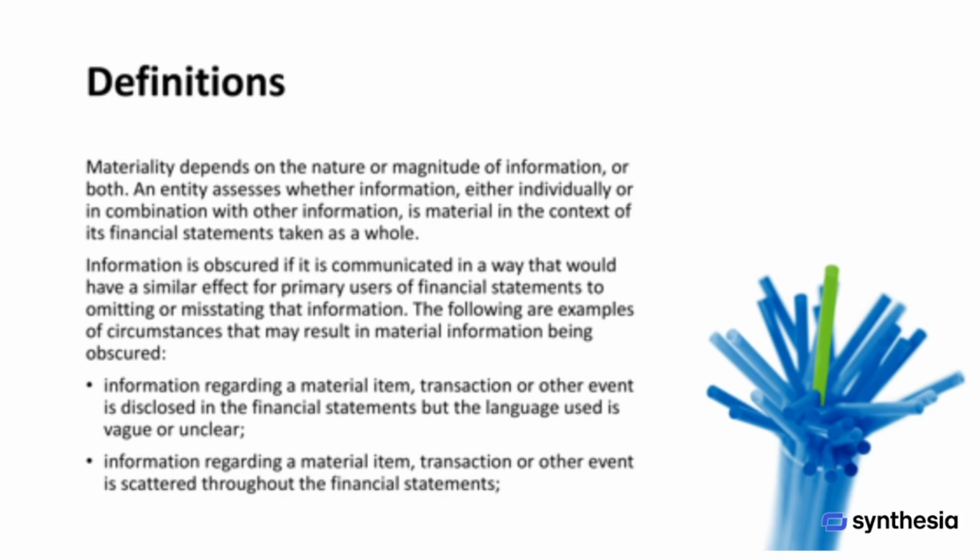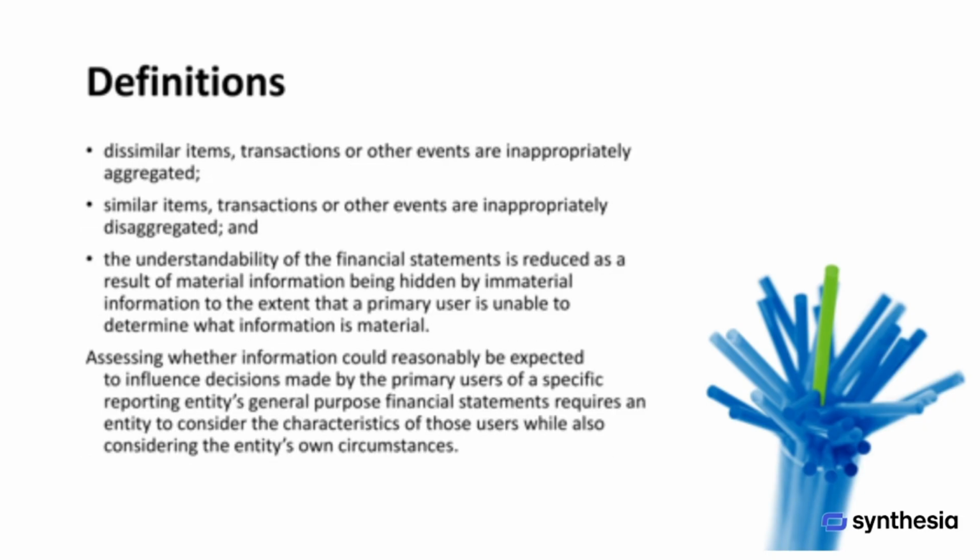However, issues arise when the language used is vague or unclear, making it difficult to interpret the disclosed details about a material item, transaction, or event. Additionally, if relevant information is scattered throughout the financial statements rather than presented in a structured manner, it can hinder comprehension. Problems also occur when dissimilar items are improperly grouped together or when similar items are unnecessarily separated, leading to confusion. Furthermore, the inclusion of excessive immaterial information can obscure important details, making it challenging for primary users to distinguish what is truly significant.